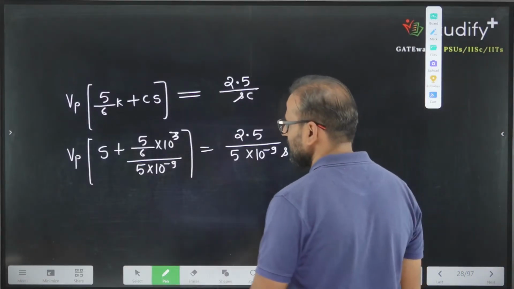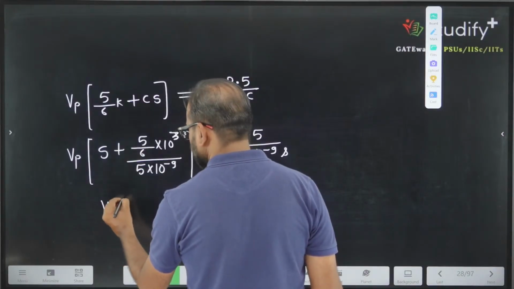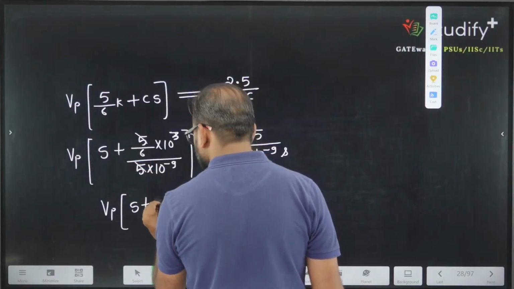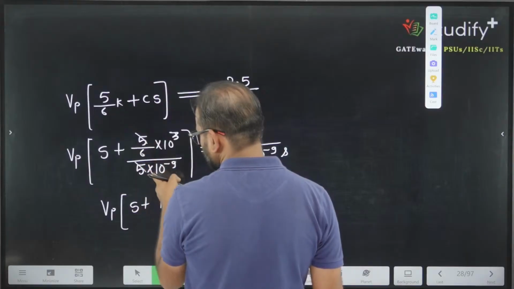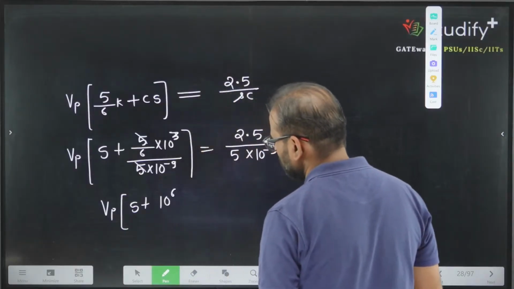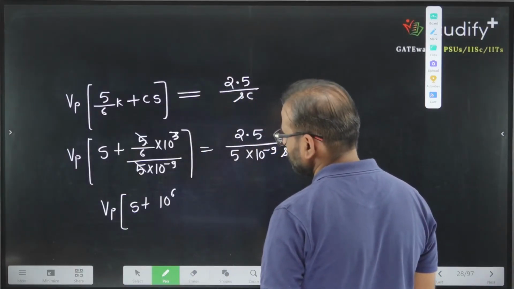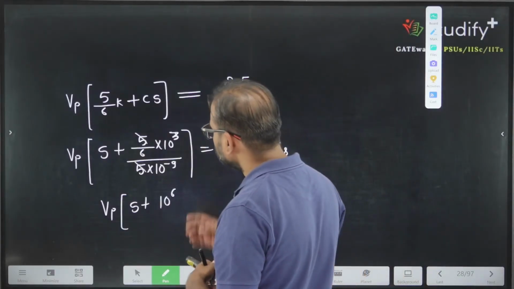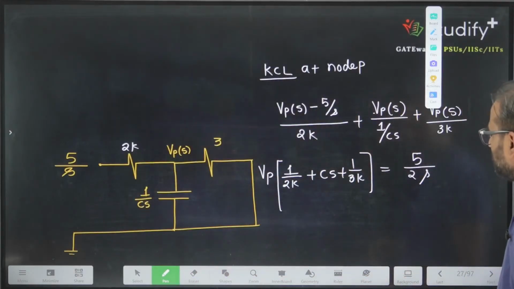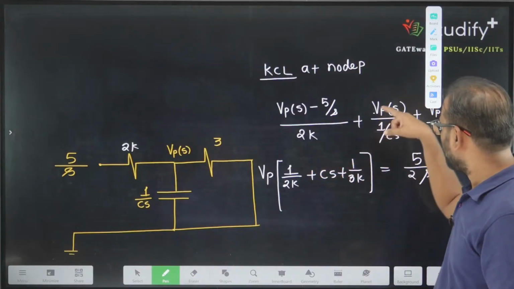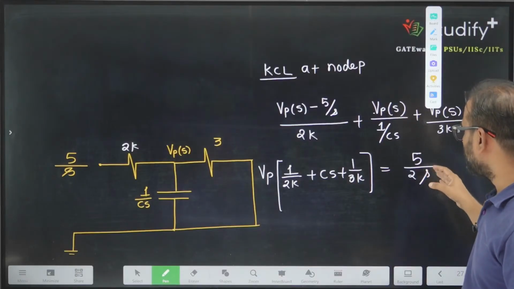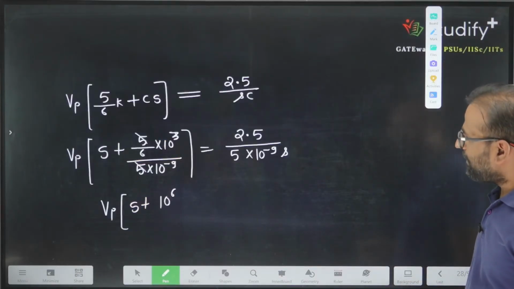So we are interested in the inverse Laplace of Vp. Vp can be written as S plus 5, and 5 cancels. This value is 10 raised to the power 6. Vp divided by 2K, Vp divided by 1 plus CS, Vp divided by 3K, and 5 divided by 2K.